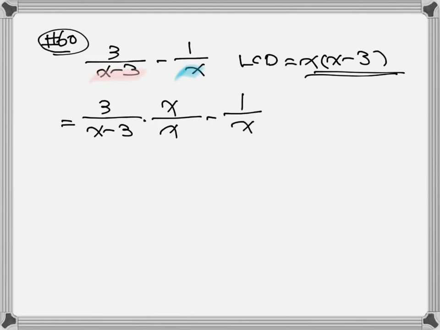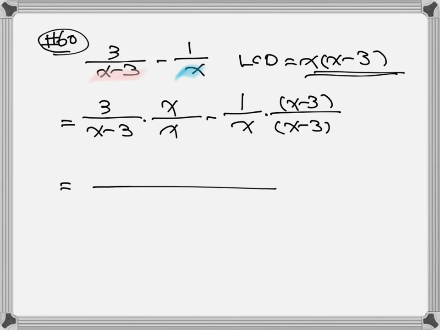Bring down my second fraction. So here I only have x, so I'm missing x minus 3. So I multiply x minus 3 to the top and bottom. After that, since I know this is going to be my common denominator, just write it down: x times x minus 3. Okay, to make it easier.